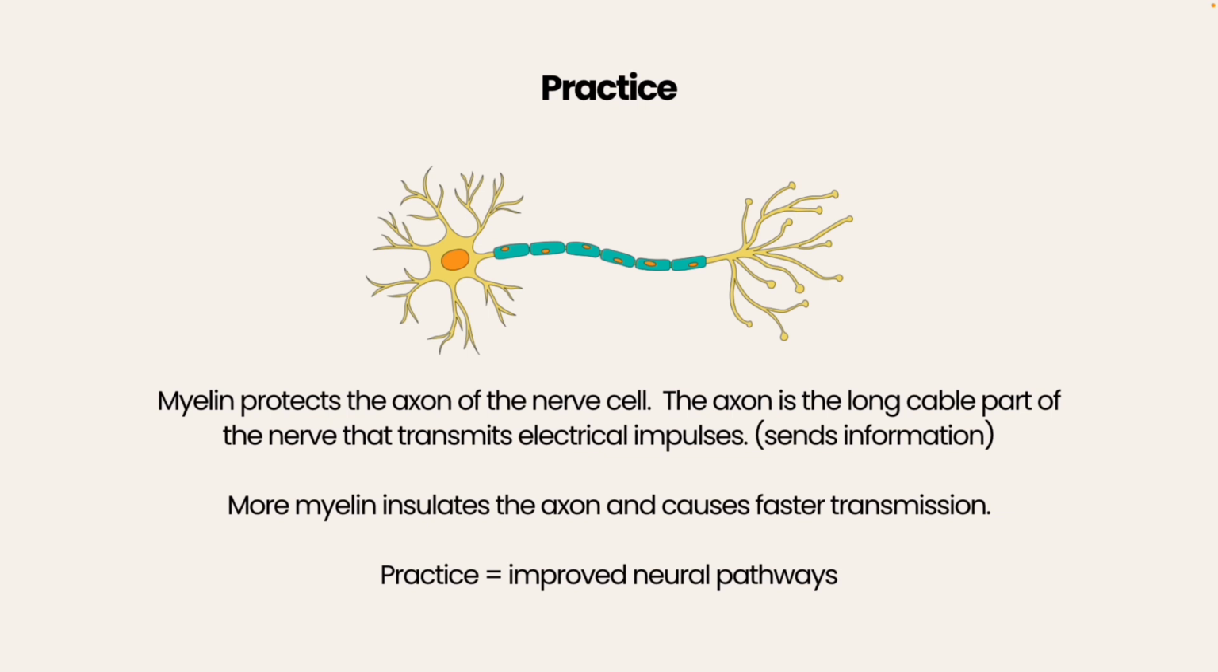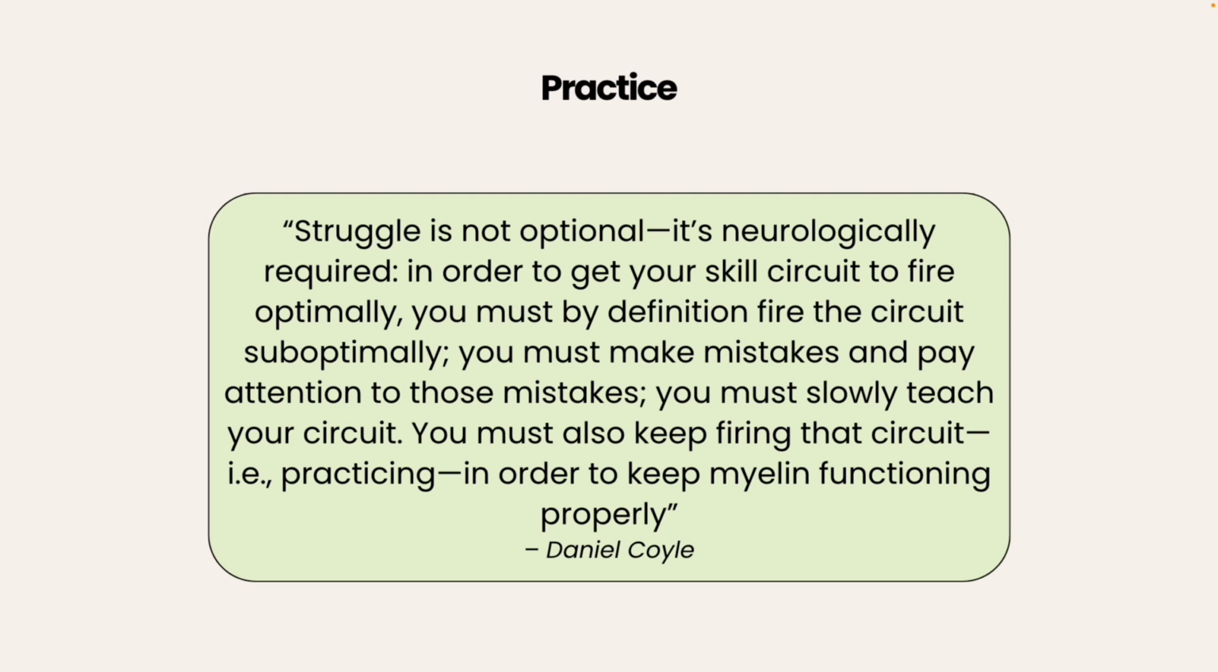Myelin protects the axon of the nerve cell, and the axon is the long cable part of the nerve that transmits electrical impulses or also sends information. So the more myelin that you have, the more insulated it is, and that causes faster transmission. So practice leads to improved neural pathways, which makes you better at trading, it makes you faster at trading, and it's just overall better. Here's a quote from the Talent Code.